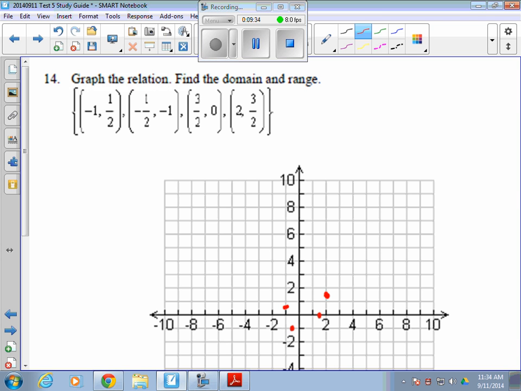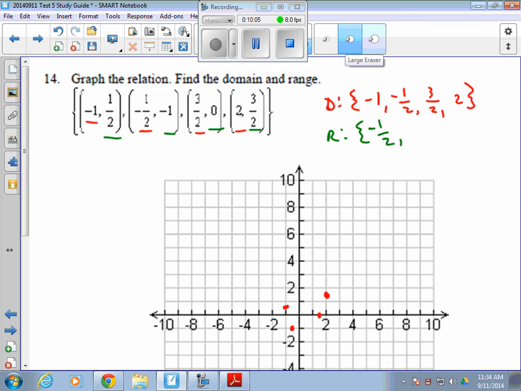Find the domain and the range. Your domain are all of your x values. So domain is negative 1, negative 1/2, 3/2, and 2. Your ranges are all of your y values this time. If you write them in ascending order, you always want to put the smallest one first.